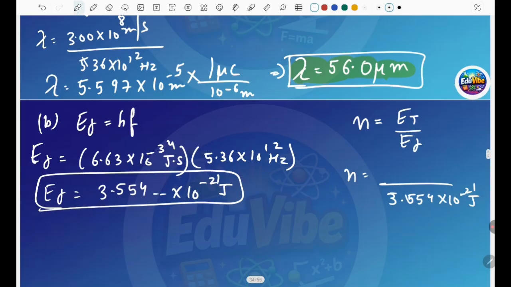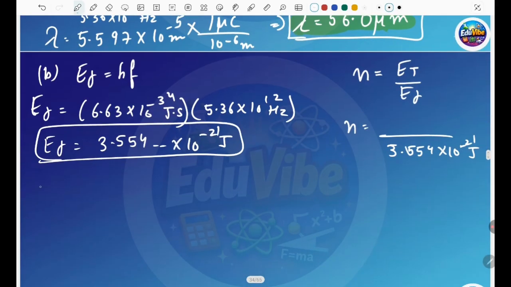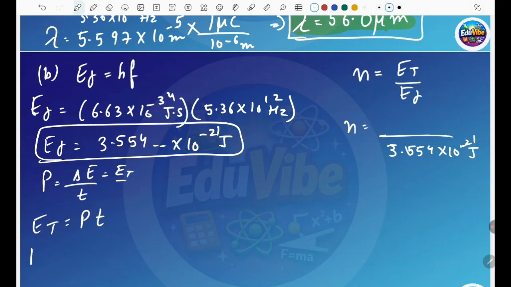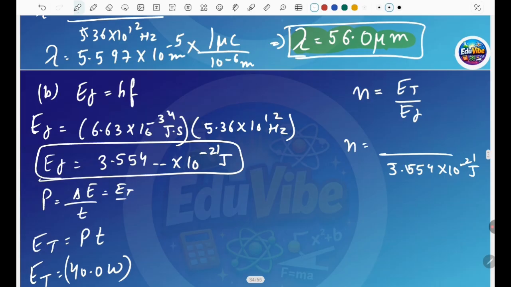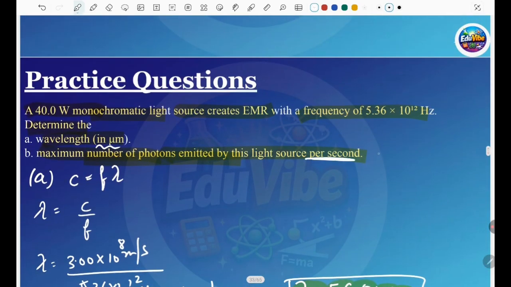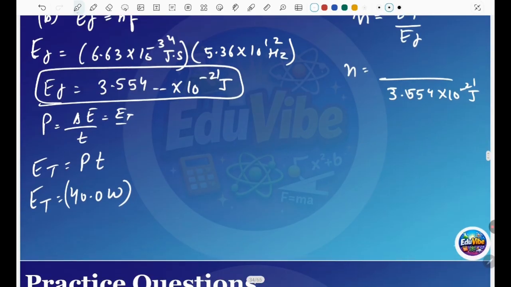Now we want E total. We use one more formula, which is P is equal to delta E upon t. That delta E is also equal to E total. So for E total, you have to find P times t. Power is given to you, which is 40.0 watts, and they are asking about per second. Per second means your t is equal to 1 second. So take it as 1.00.